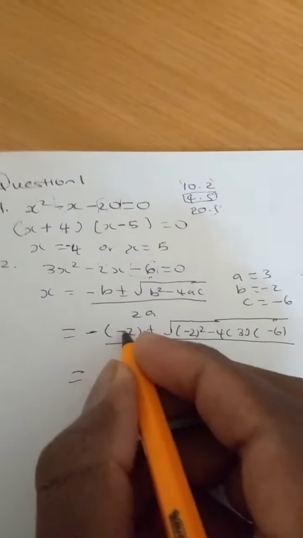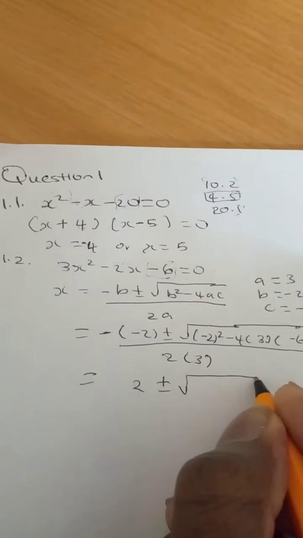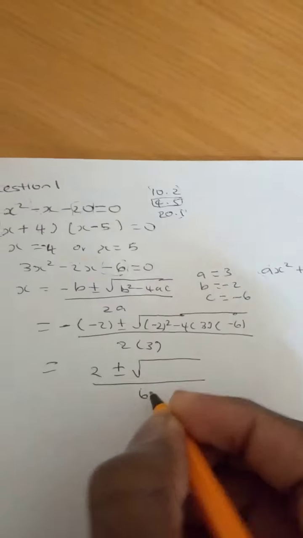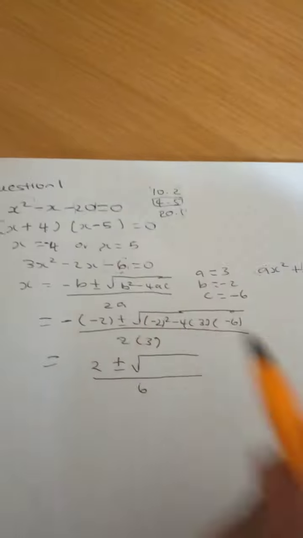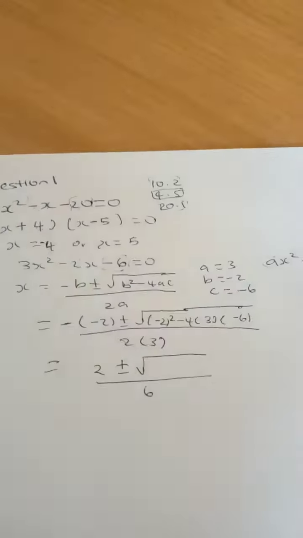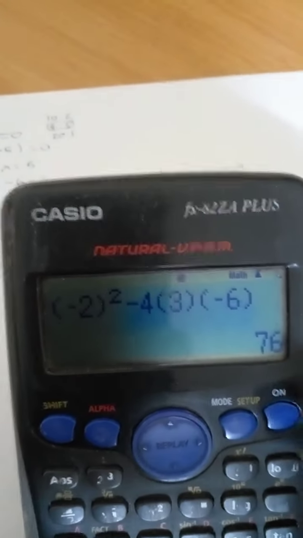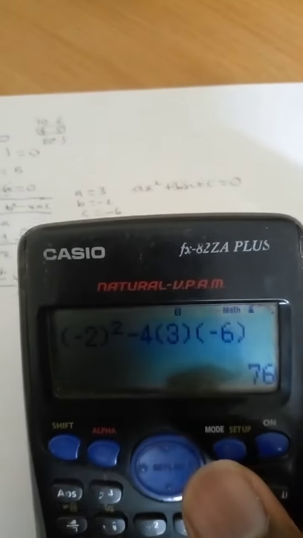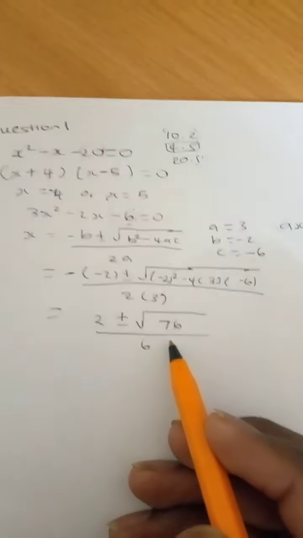Negative multiplied by negative is positive. So you're going to have 2 plus minus the square root, all over 2 multiplied by 3, which is 6. If you have a number like this, you can use a calculator. They didn't state not to use a calculator, right? Putting the value inside the square root on the calculator, we get 76. Then we put our 76 inside the square root there. And then what?